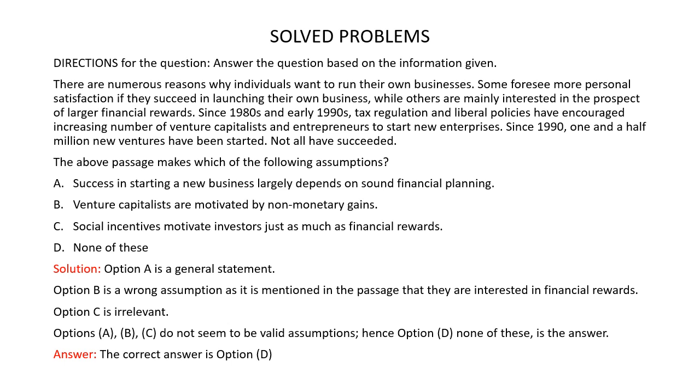Now option B states venture capitalists are motivated by non-monetary gains. Now this is a wrong assumption since it's mentioned in the passage that they are interested in financial rewards. Option C states social incentives motivate investors just as much as financial rewards. Now this option is irrelevant and vague. Now as you can see, options A, B and C do not seem to be valid assumptions. Hence option D, none of these, is the answer. So the correct answer is option D.